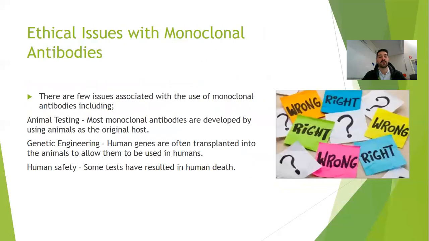So obviously there are many pros, but there are some ethical issues with using monoclonal antibodies. The first of all, obviously, is that we are using animals in the process. Most monoclonal antibodies are developed by using animals as the original host. So whether that is a guinea pig, a primate, a mouse or a rat, we are using animals. And that poses the question of, is it right or wrong to be doing that? And what sort of welfare is that for the animal?